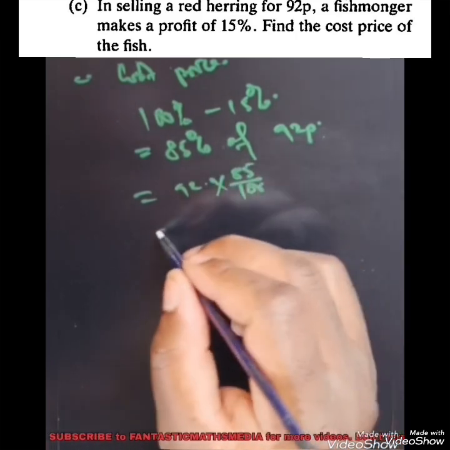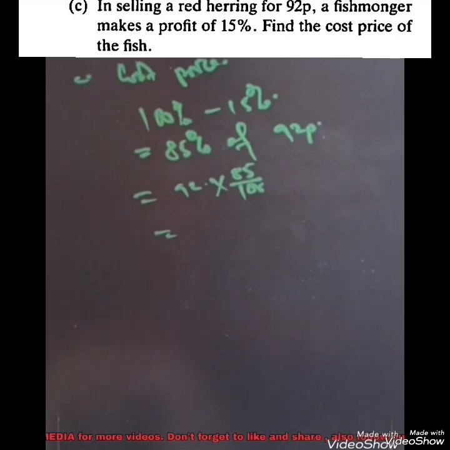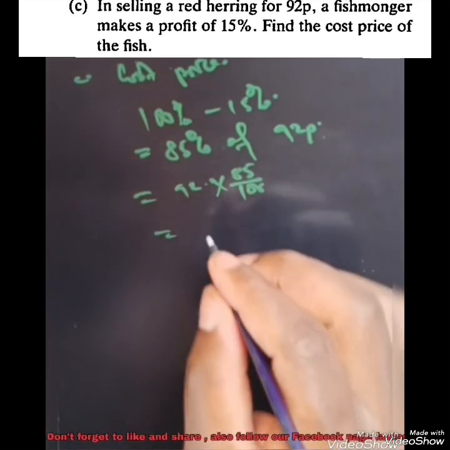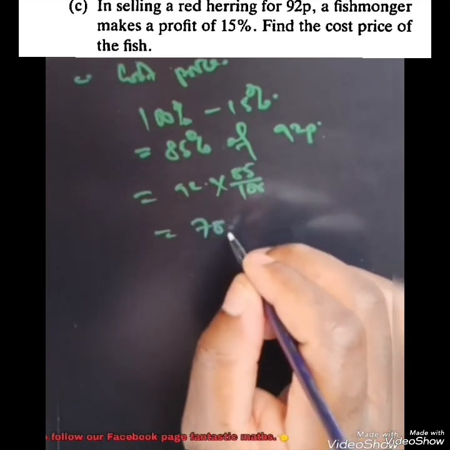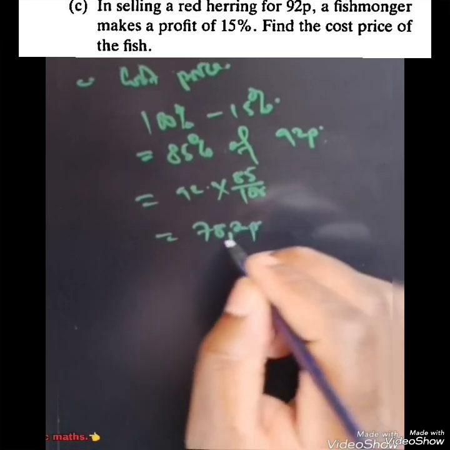Right, 85% of the 92p. You can use a calculator here to find this one. The final answer is 78.2p. These are the cost price. Let's move on to number 11.